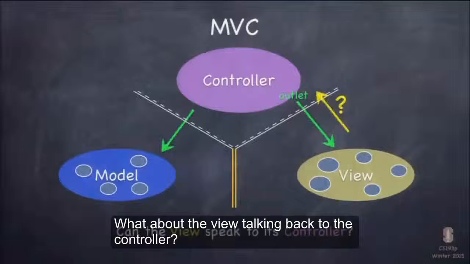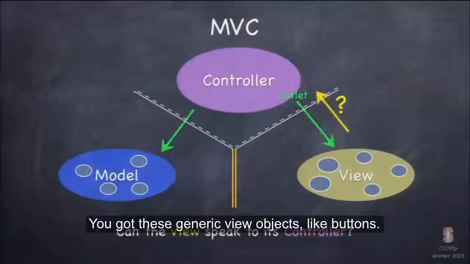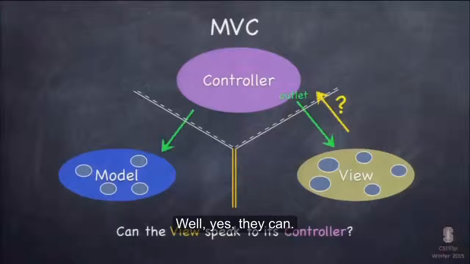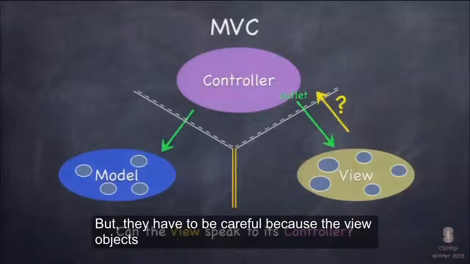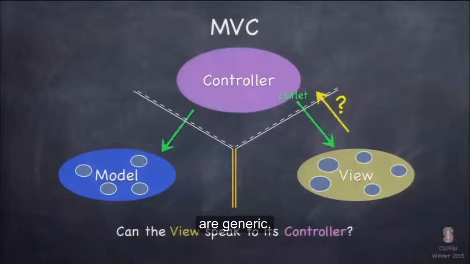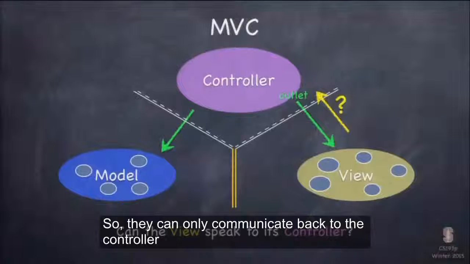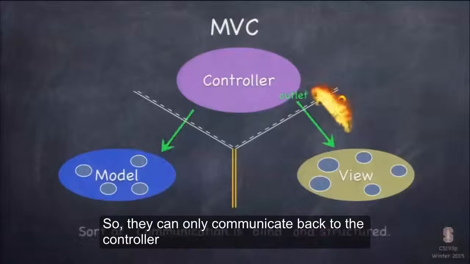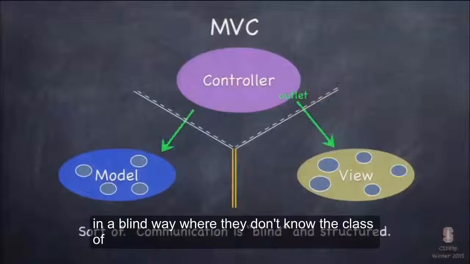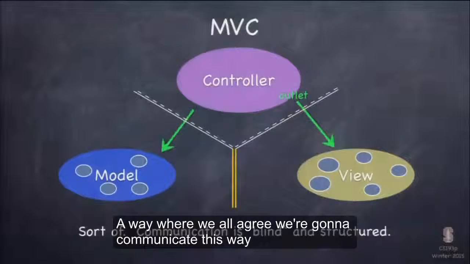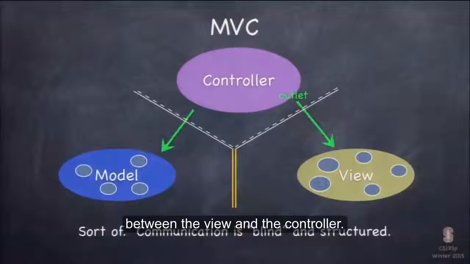What about the view talking back to the controller? You've got these generic view objects like buttons. Can they talk to the controller? Well, yes, they can, but they have to be careful because the view objects are generic, so they can't really know much about the controller. They can only communicate back to the controller in a blind way, where they don't know the class of the thing they're talking to, and in a structured way, a way where we all agree we're going to communicate between the view and the controller.